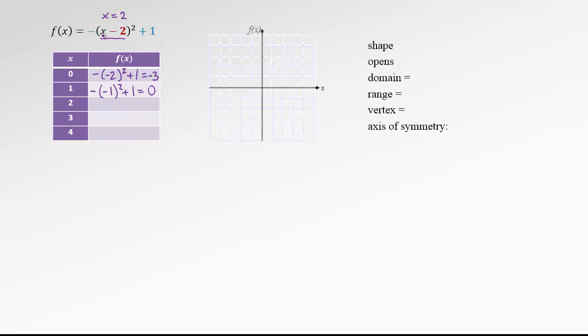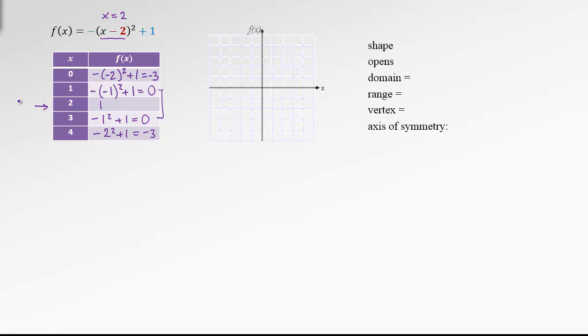If x is 2, it's even easier to calculate because 2 minus 2 is 0. So this part is 0 plus 1. Overall, we have the value 1. If x is 3, we have negative 3 minus 2 is like 1 squared, and then plus 1. So altogether, we have negative 1 plus 1, that's 0. Oh, we see the symmetry here. That's good, promising. If x is 4, we have negative 4 minus 2 is 2 squared, and then plus 1. So we have negative 4 plus 1, that's negative 3, as expected.